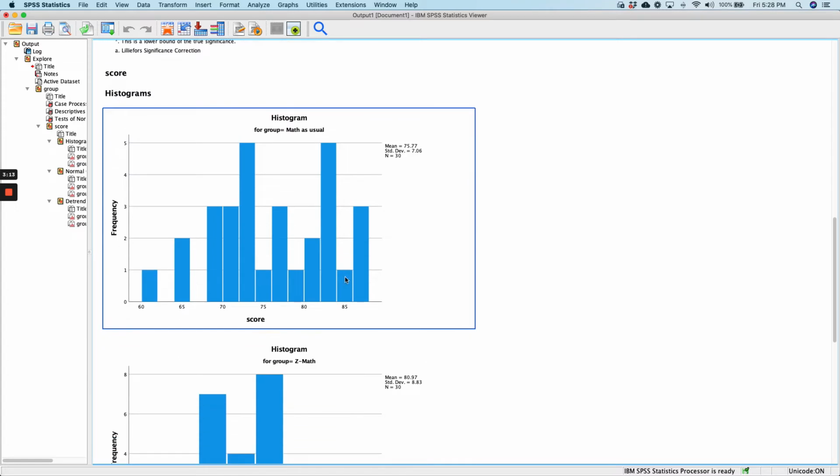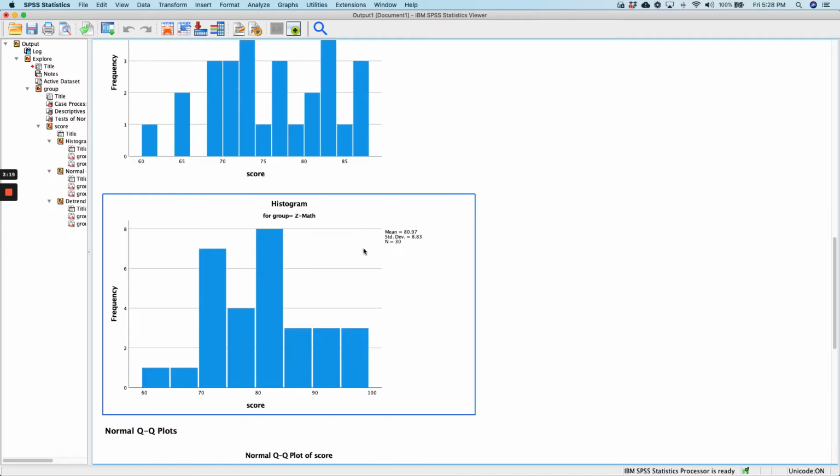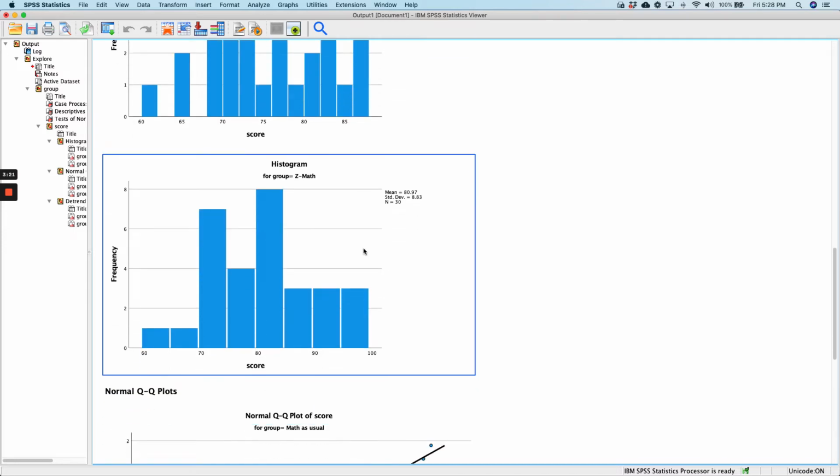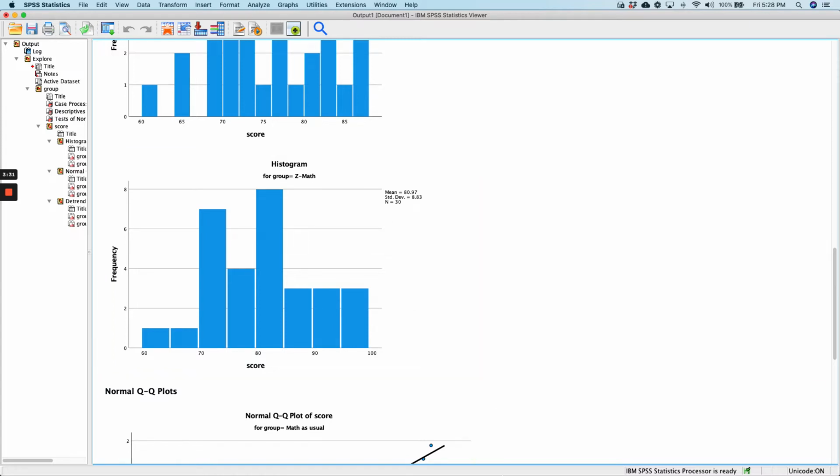And we can also examine the histograms. This is our histogram for math as usual group, roughly normal, and the same for our Z math group, roughly normal. Okay, so now let's go ahead and run our t-test.